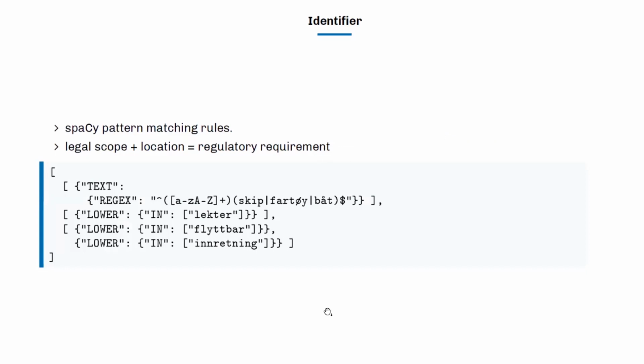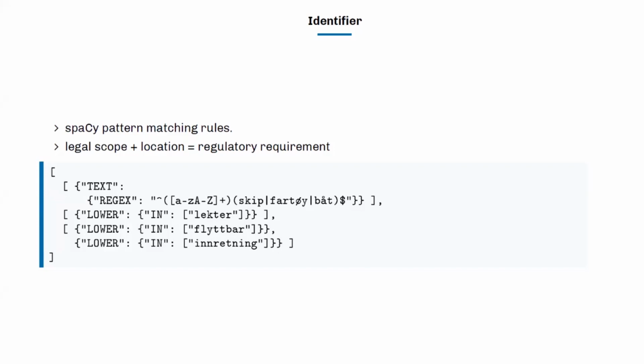Okay, so how do we find these scopes? We have built the identifier on spaCy pattern matching rules, and that's basically some kind of fancy regular expressions. So what we do here is finding every single vessel type, and Norwegian is a language that contains a lot of compound words. So we're looking for words that end on ship, vessel, or boat. But of course, there are some exceptions to that rule. So we have lekter, which is barge in English, a word not ending on ship, vessel, or boat. So we have these rules for every single type of legal scope.